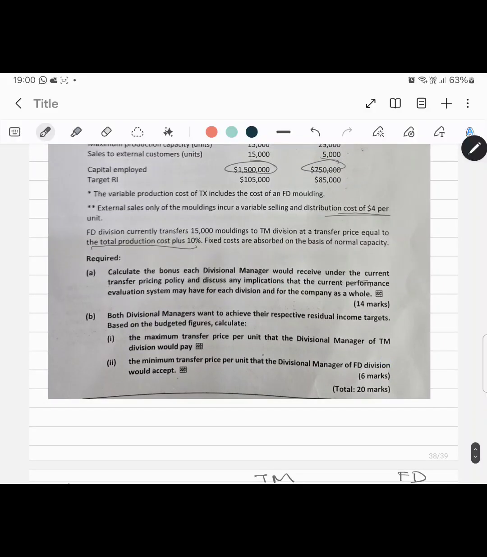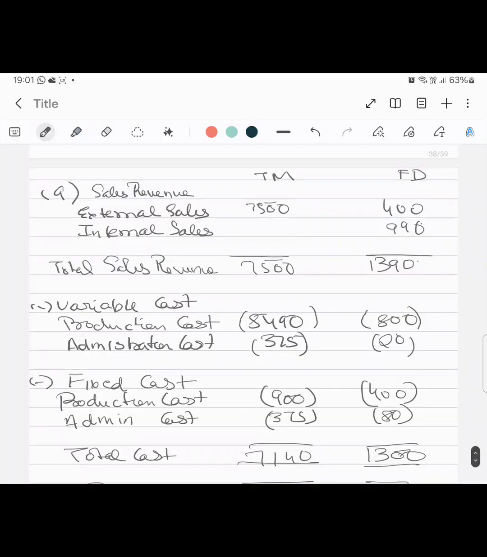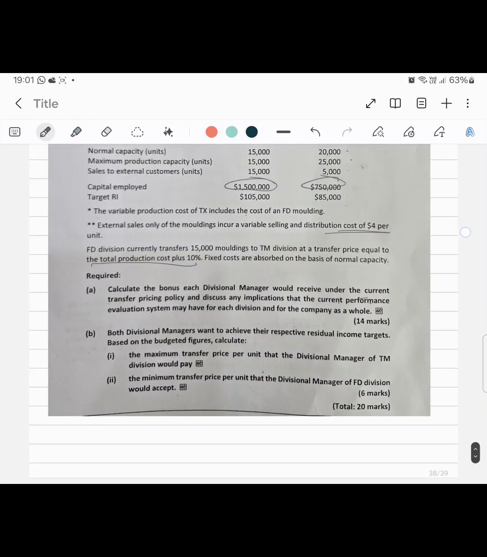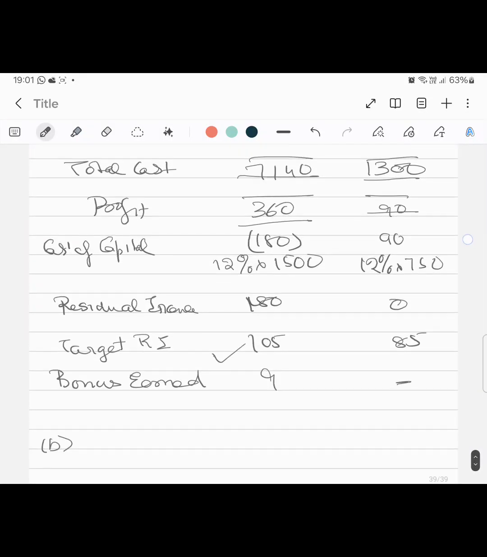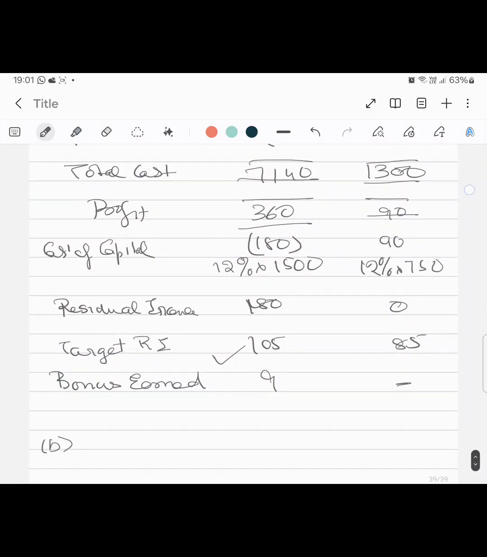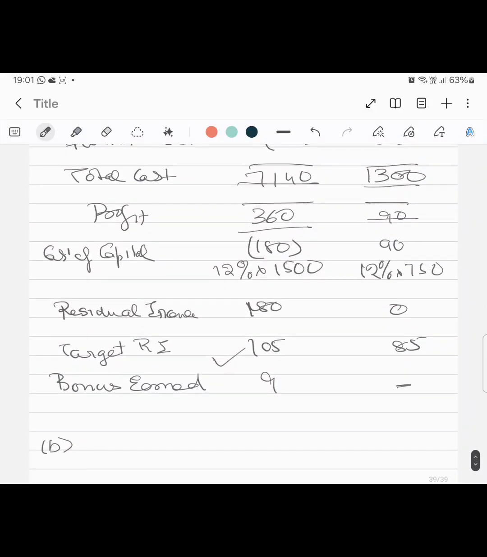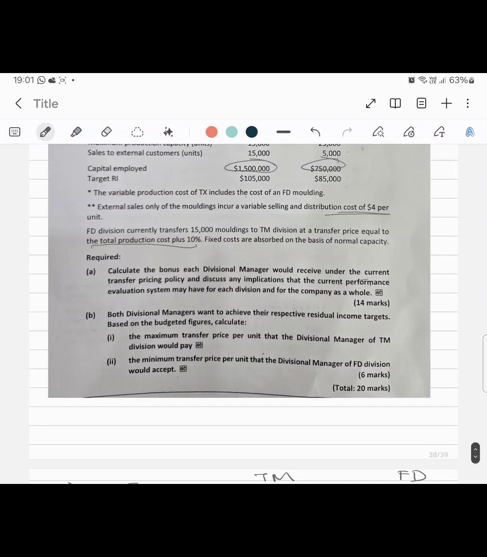Part B says that both divisional managers want to achieve their respective residual income targets based on the budgeted figures. So the maximum transfer price per unit. Let me talk about TM division. Which division is this? TM division, right? So in case of TM division, what maximum transfer price would TM division pay?